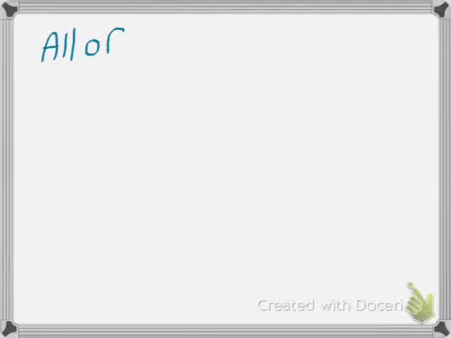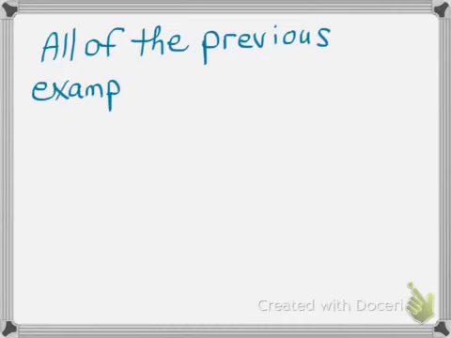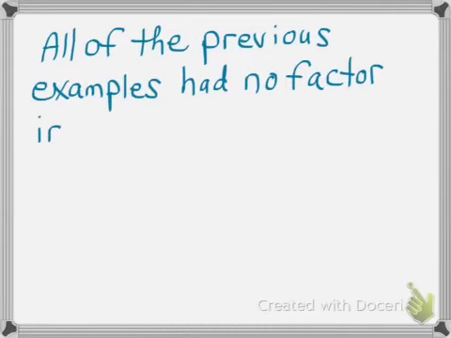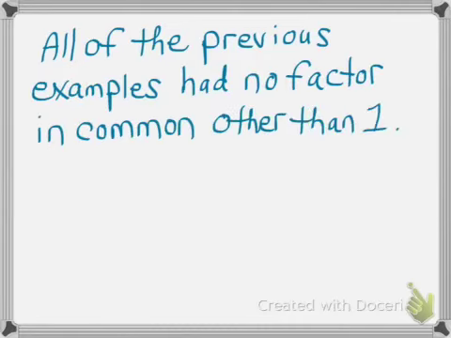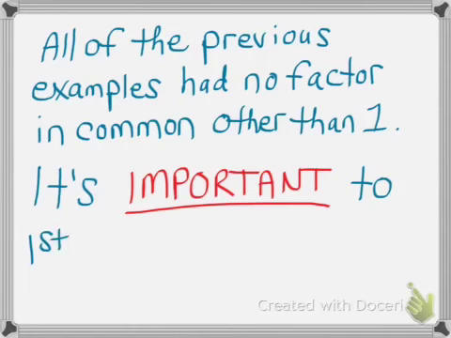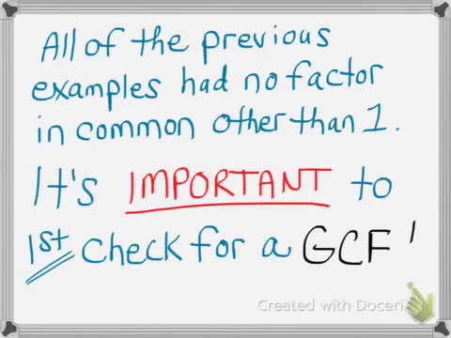So one of the things I wanted to talk about too was the fact that all of those previous examples I just showed you had no factor in common other than 1. One of the things you really should check for at the very beginning is a GCF. Check to see if there's a greatest common factor, because if there is, you should factor that out to the front at the very beginning.